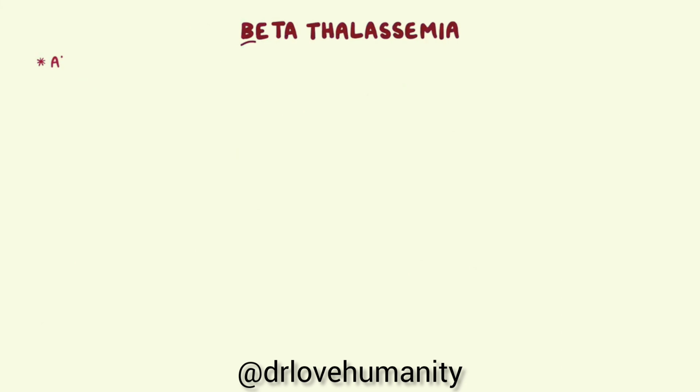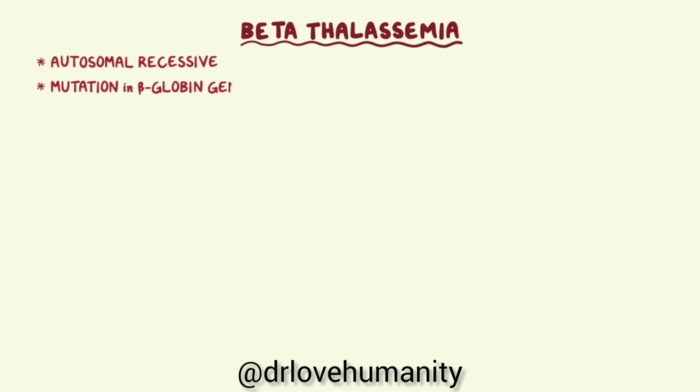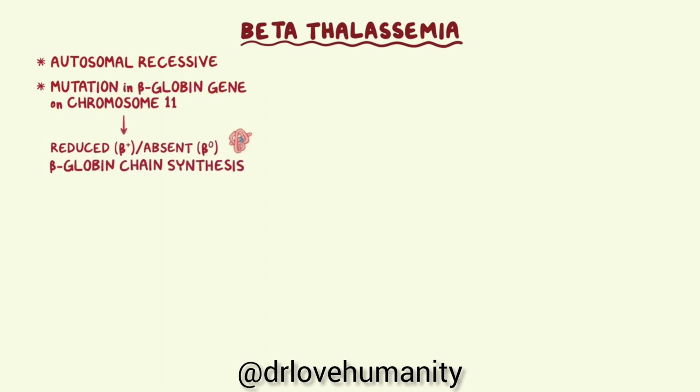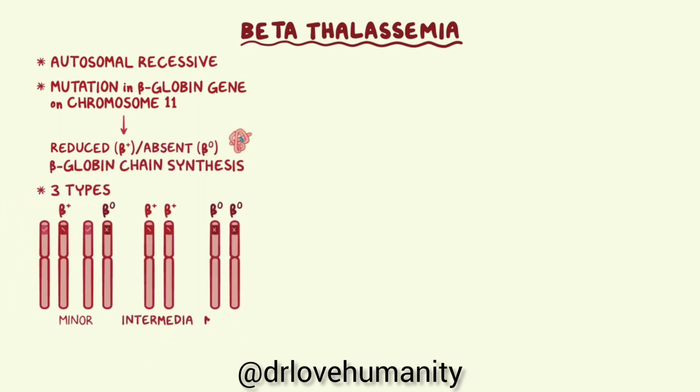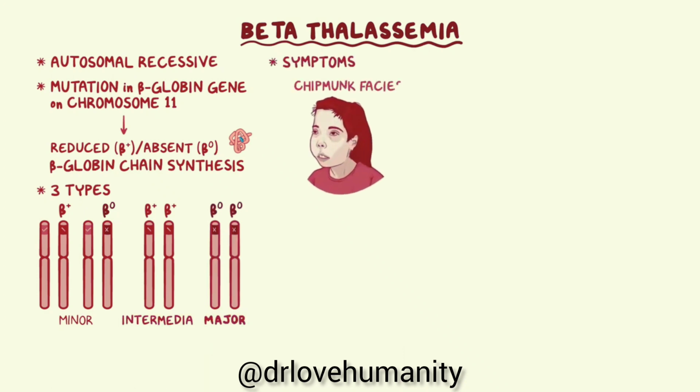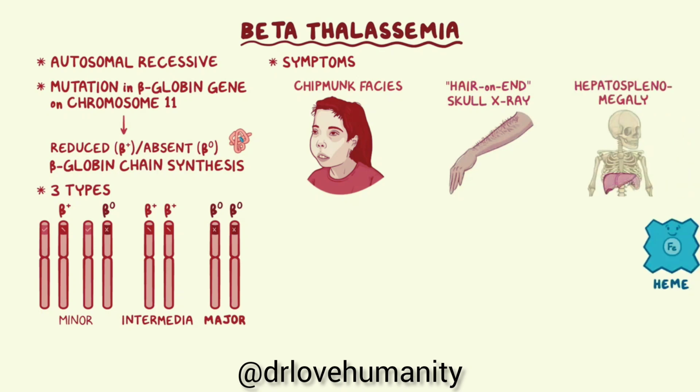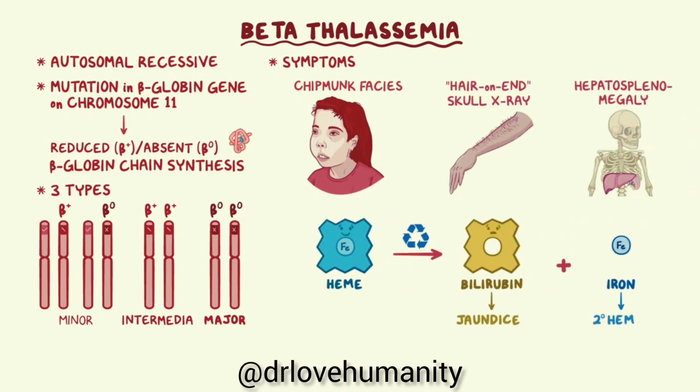Beta thalassemia is an autosomal recessive disorder caused by a mutation in the beta-globin gene present on chromosome 11, which results in reduced or completely absent beta-globin chain synthesis. There are three types: beta thalassemia minor, intermedia, and major. Beta thalassemia major causes chipmunk facies, hair-on-end appearance on a skull X-ray, hepatosplenomegaly, jaundice, and secondary hemochromatosis.